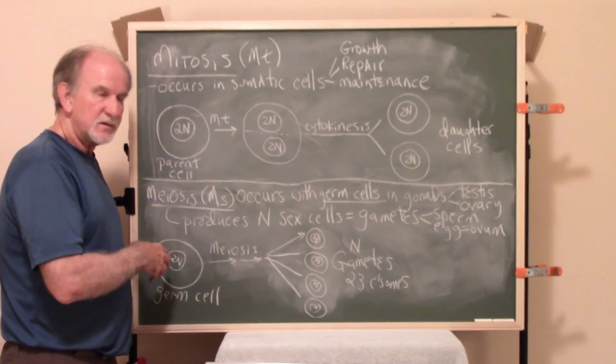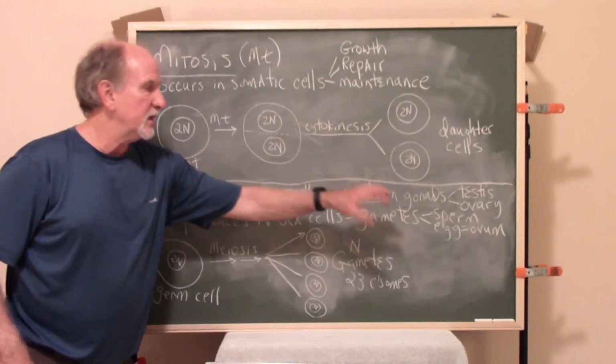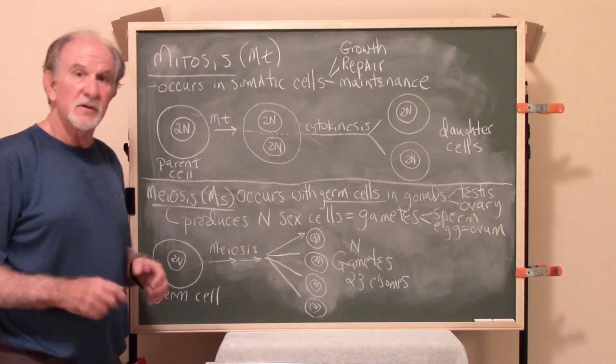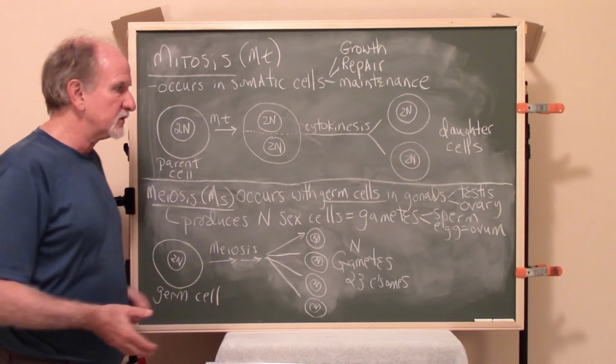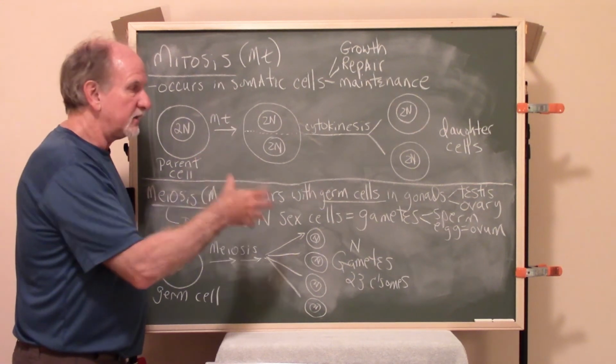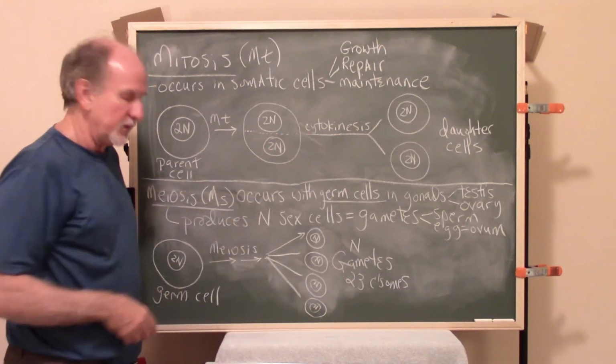Meiosis, as a process, only occurs in the gonads. The gonads would be the sex organs where meiosis occurs. And that would be the testis and the ovary.